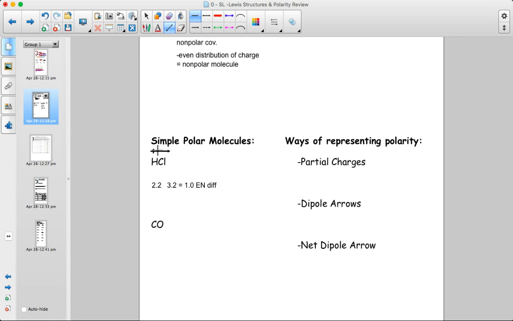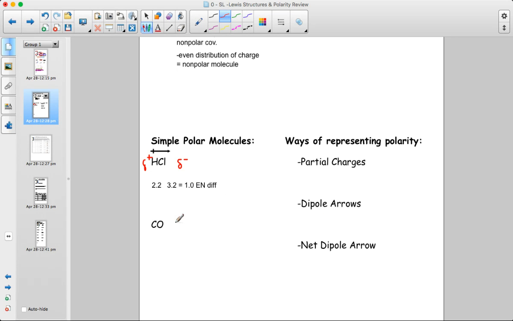This is called a dipole arrow, and you can also use those small little delta symbols that were used on the previous page. Those are also acceptable. So small delta negative, small delta positive. You can sometimes also use what's called a net dipole arrow.